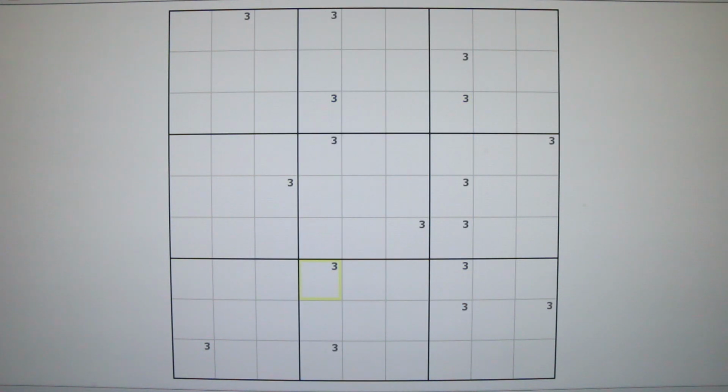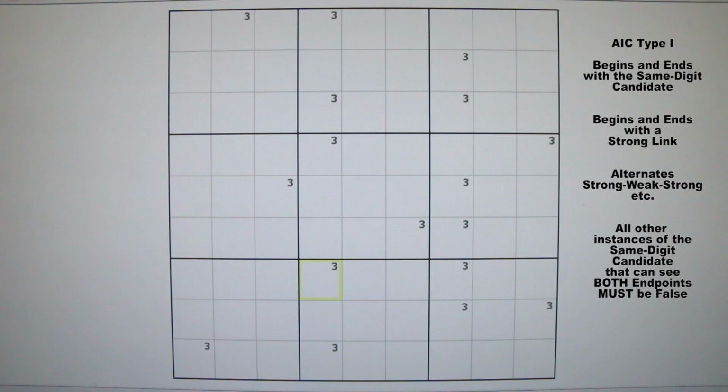All right, now let's take a moment to review what we learned in video number 4. We know that if we have an open-ended alternate inference chain that begins and ends with the same digit, meaning a type 1, we know that any other same digit candidate that can see both ends of the chain must be false, because one of the endpoints of the chain must be true. And that's exactly what an X-wing is. It's an alternate inference chain if you look at it in a different way.